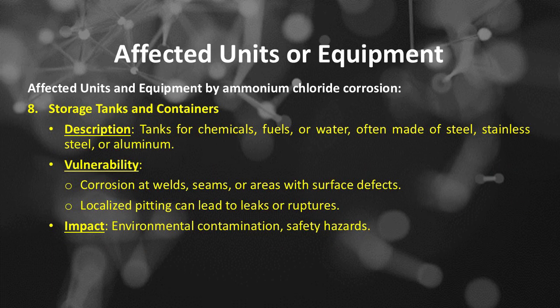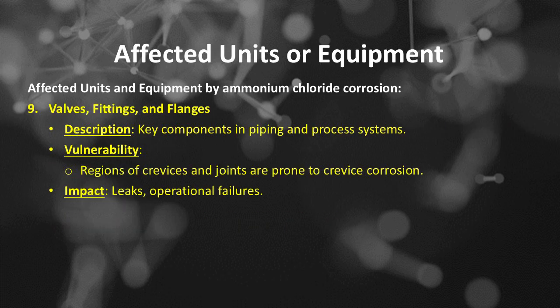Number 8 is storage tanks and containers. Description: tanks for chemicals, fuels, or water, often made of steel, stainless steel, or aluminum. The vulnerability of ammonium chloride corrosion to storage tanks includes corrosion at welds, seams, or areas with surface defects. Localized pitting can lead to leaks or ruptures. The impact: environmental contamination, safety hazards.